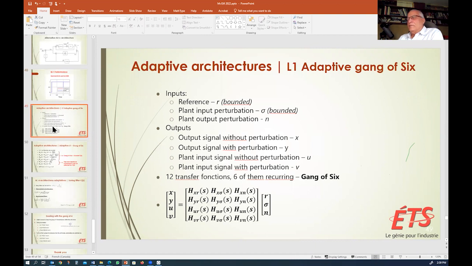Look here now. Remember that sigma was the input perturbation and n was the output perturbation. The whole idea here is to take the y, the output, or x that will be before the noise, and try to make sure that y to r is 1, okay? And y to sigma is small, and y to n is small, same for u, and so on. So there are certain transmissions I would like to attenuate, and some I would like to keep close to 1.